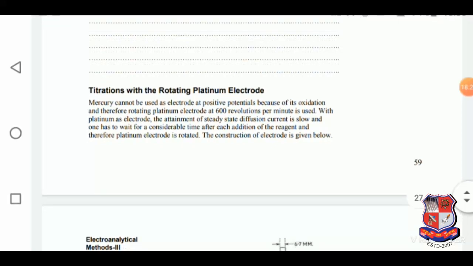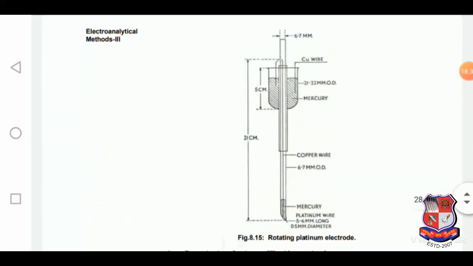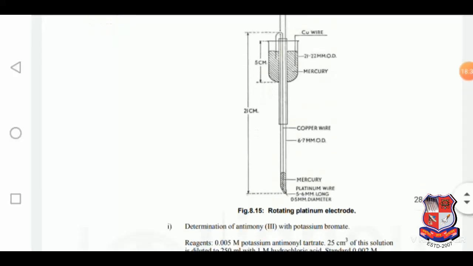The construction of the electrode is given below. As you can see, the schematic diagram of the rotating platinum electrode.